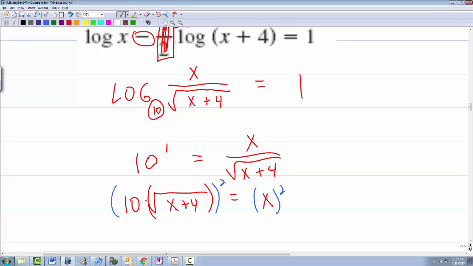The 10. So this is 100 times x plus 4. That's how that works. You square 10. When it's a product, you do square each part of the product. And to square this just means that they nullify each other. Equals x squared. And then you can distribute and subtract.